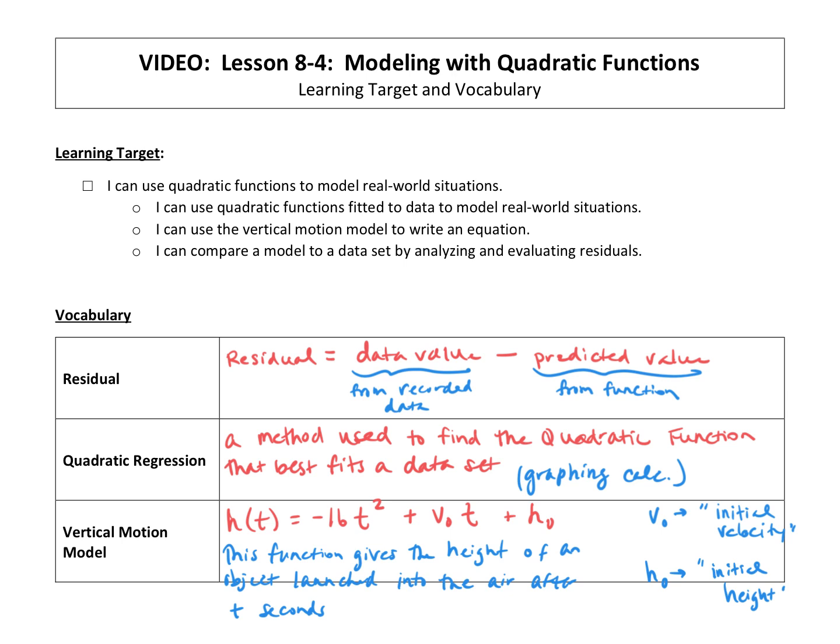So if we were looking at this function, we would say the height of an object launched into the air after t seconds is equal to negative 16 times t squared, remember t is your number of seconds, plus the initial velocity multiplied by your time, plus the initial height. So that's what the v0 and the h0 stand for.